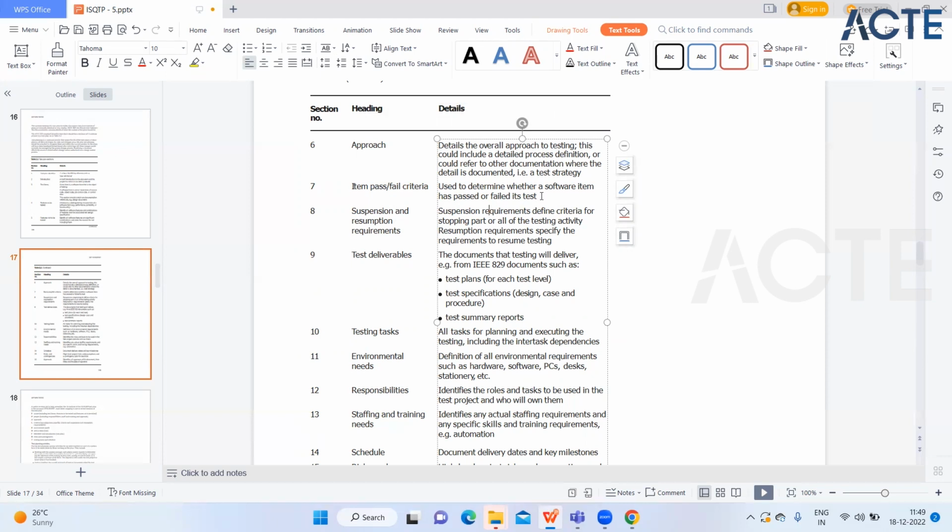So, pass or fail criteria is where you have to define whether we will consider this test item as pass, and where we will consider the test item as fail. Okay.